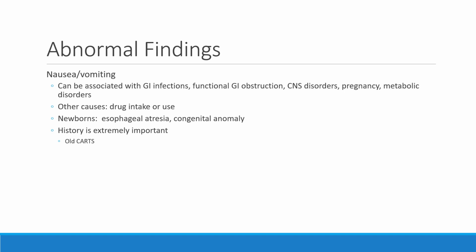Nausea and vomiting can be associated with GI infections, functional GI obstruction, central nervous system disorders, pregnancy and metabolic disorders. In adults, the most common causes of nausea and vomiting are gastritis, viral gastroenteritis, psychogenic conditions, or possibly some ear disorders. Other causes could be drug intake or use. Newborns, we could see esophageal atresia or congenital anomaly. History is extremely important with nausea and vomiting. Going through the OLD CARTS, your text does a great job with certain questions to ask.